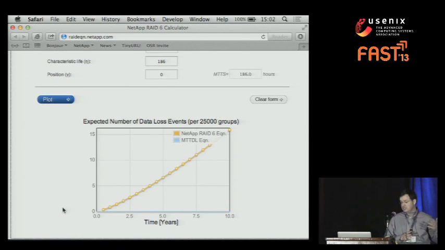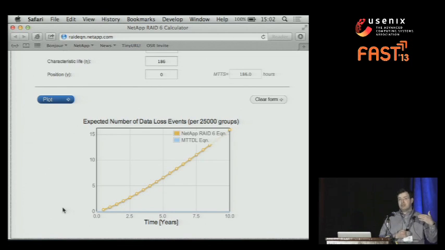On this graph, you see time on the x-axis. We look at mission time, or time in service, between 0 and 10 years. And on the y-axis, we plot the number of expected data losses, or triple disk failures, over time. The yellow line is what we compute from our work-in-progress equation. And you see it's pretty bad, right? Over 5 years, you get something like 6 or 7 failures.